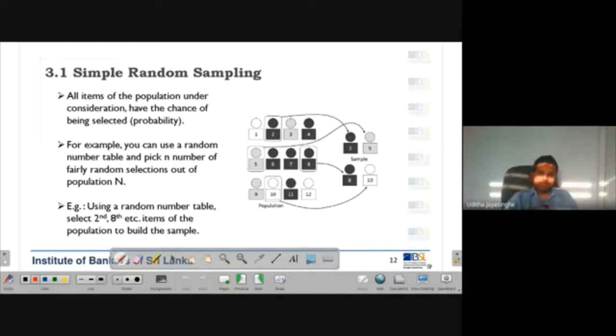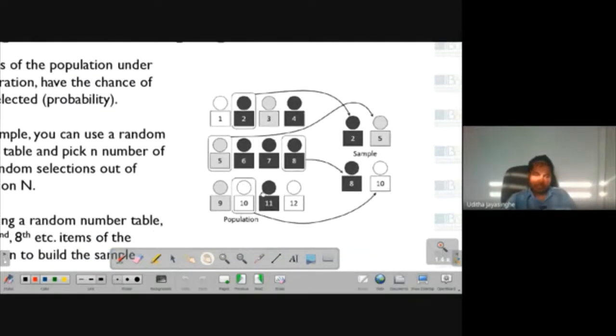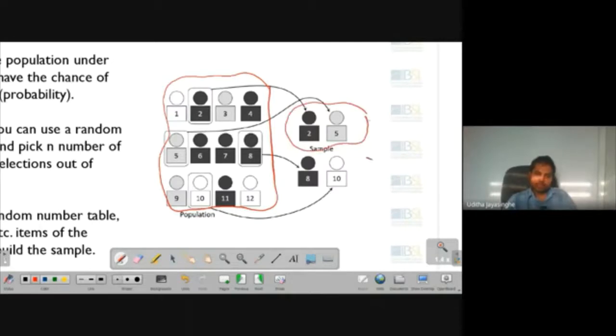Example, using a random number table, selecting the second and eighth items, etc., from the population to build the sample. This text is going to talk about the elements over here. What are these? These are the items in your population. This is your population. And this is one particular sample. This is another sample. Sample 1, sample 2.